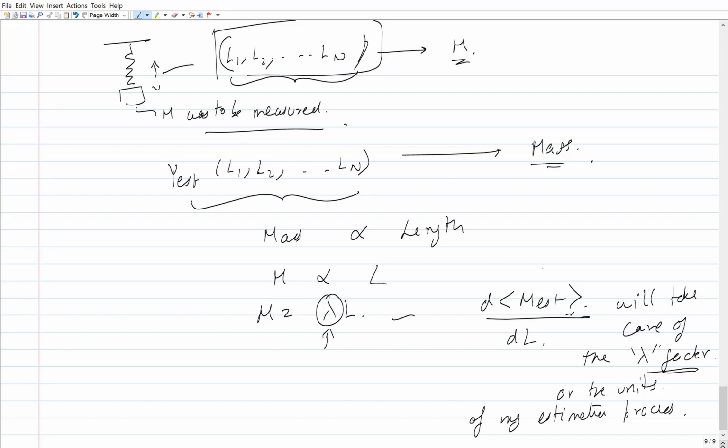The random variable M estimate which you are going to get will be dependent upon L, and L is related to the actual mass to be measured by lambda. So all my variances might be scaled by some factor which I need to take into account, and this derivative takes precisely into account that my estimator, the function which takes as input my measurement record, might have different units, or I might be measuring a different quantity in order to extract information about the parameter. So combining 1 and 2, I have the remedy.